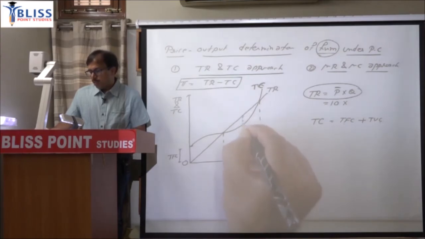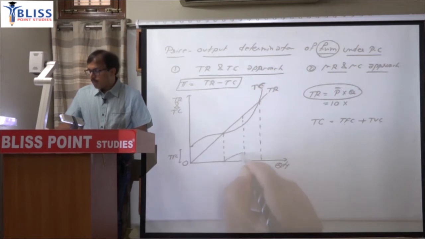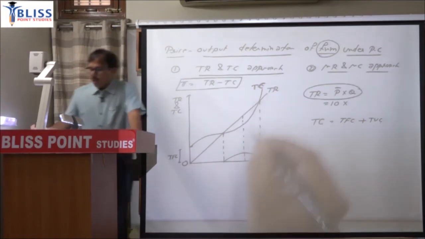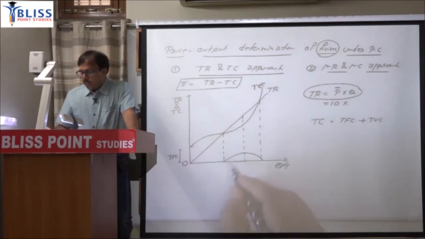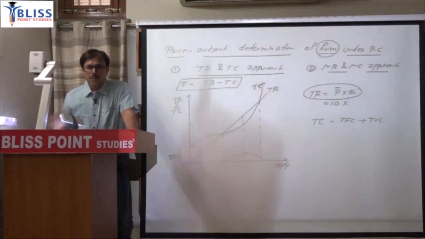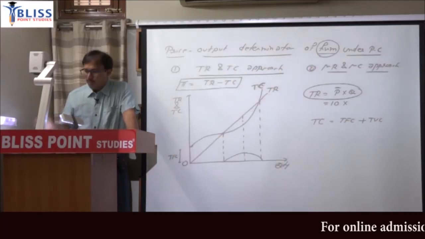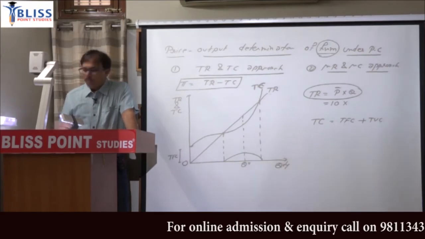So if you can mark that maximizing point and then plot the profit curve, then the profit curve will be inverted U in shape. Total revenue minus total cost will be the profit, and this profit curve is inverted U. So what is the profit maximizing output? The profit maximizing output is that output where profit is highest. Profit is highest at this quantity, so you can say this is the equilibrium quantity.